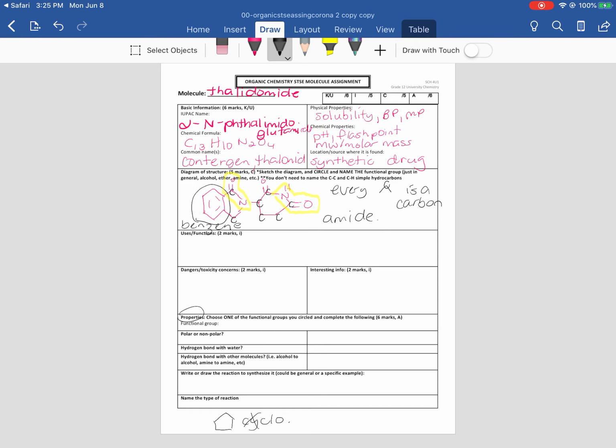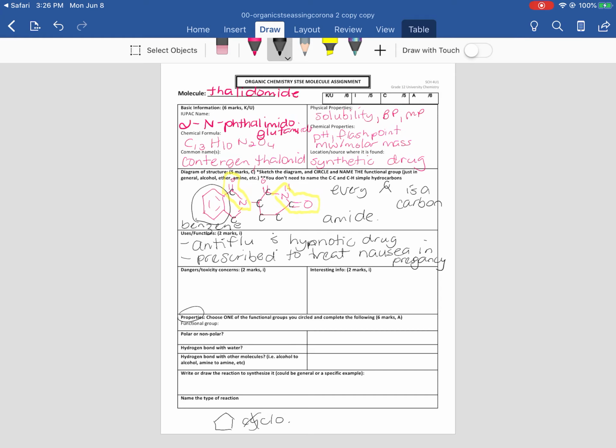So uses, functions, dangers and toxicity, and interesting info. Each of those are out of 2, so you can just use 2 points. My molecule is an anti-flu and a hypnotic drug. And then, shockingly, they decided to prescribe it to treat nausea in pregnancy. Seems a little strange. In the 50s and 60s. And those are 2 points. That's perfectly fine. You don't need to write a novel or anything like that, okay?